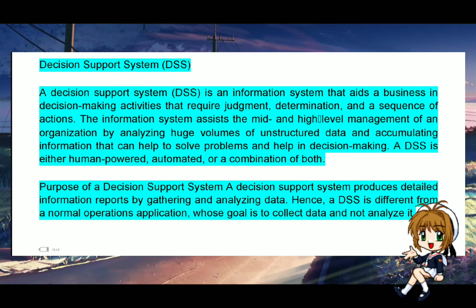Purpose of a decision support system. A decision support system produces detailed information reports by gathering and analyzing data. Hence, a DSS is different from a normal operations application, whose goal is to collect data and not analyze it.